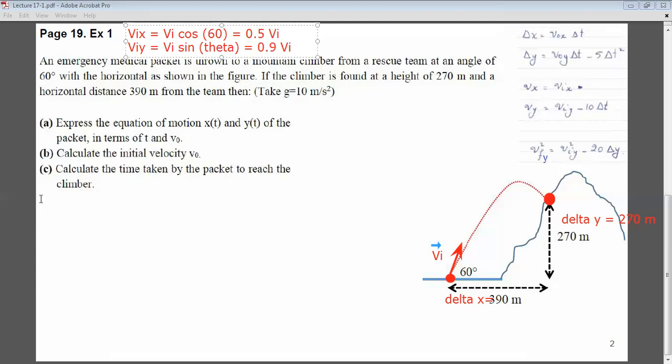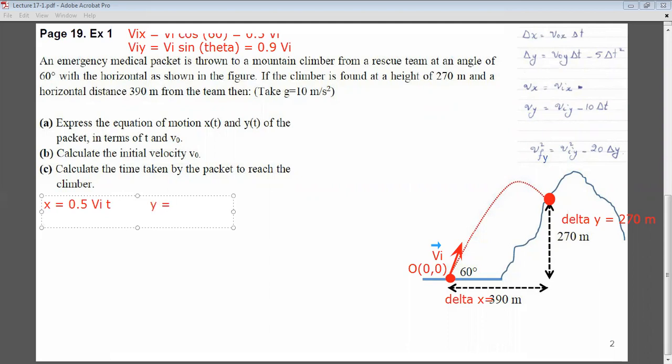Part A, express the equation of motion x of t and y of t in terms of the t and v0. Okay, so I will start x equal here, x and delta x will be the same. I will take the original position to be O 0, 0. Okay, I will take here O to be 0, 0. So delta x and delta y will be x of t and y of t. So let's start. X of t, or x, is equal. Here is the formula, V initial x delta t, but V initial x is 0.5 V initial. So this will be 0.5 V initial times delta t. Let's say it's t, okay, to make it easier for us. Okay, this is x equal, and now what is y?